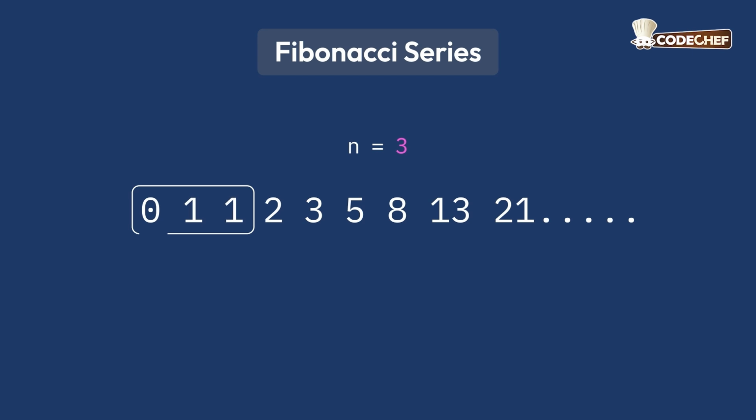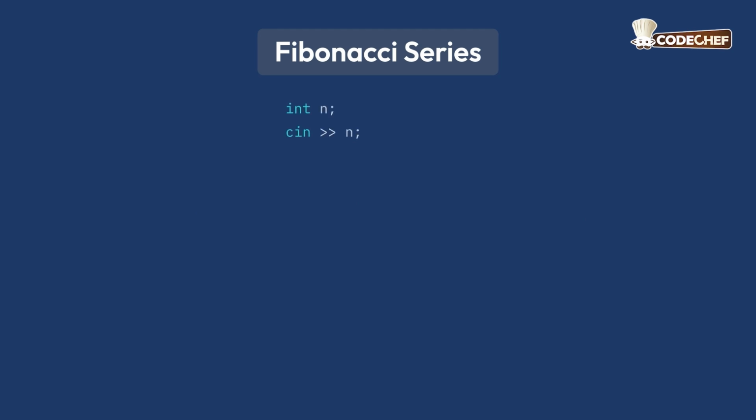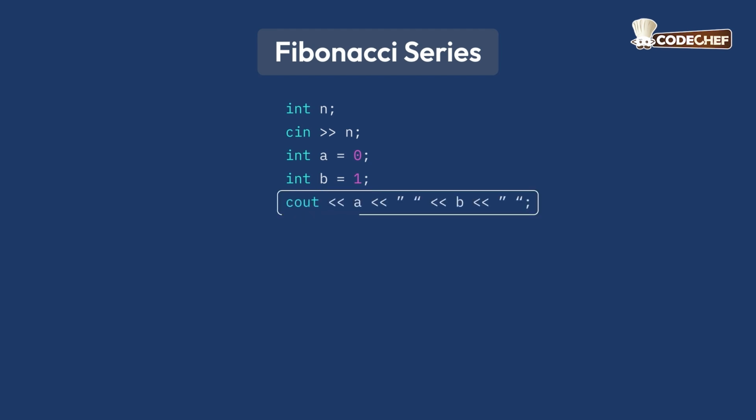Let's try to sketch out the logic to solve this problem step by step. First step, we know that the series starts with two numbers 0 and 1. We save these values somewhere because we have to add them later. Let's print these numbers we have with us.